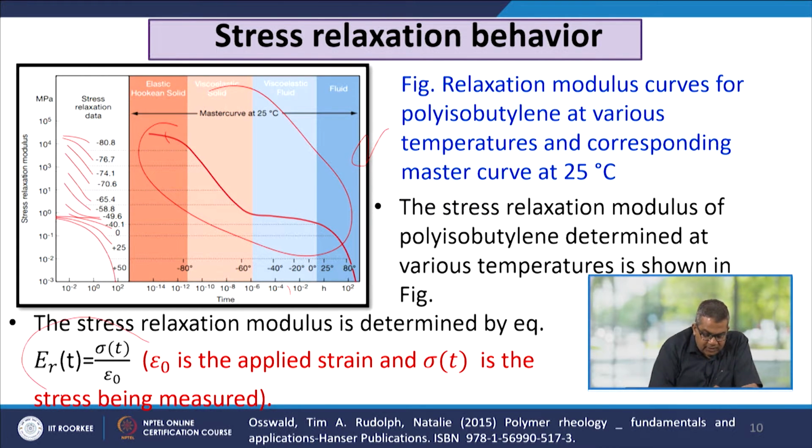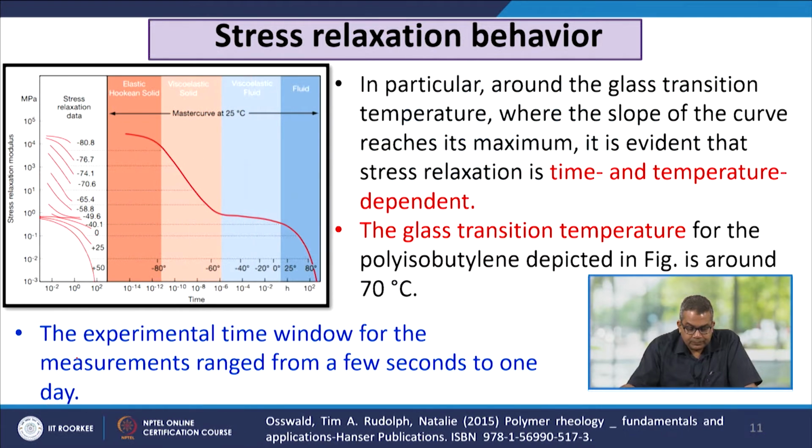Now, this stress relaxation modulus is determined by this equation: E(t) is equal to small sigma(t) over epsilon naught. This epsilon naught is the applied strain and this function is the stress being measured.